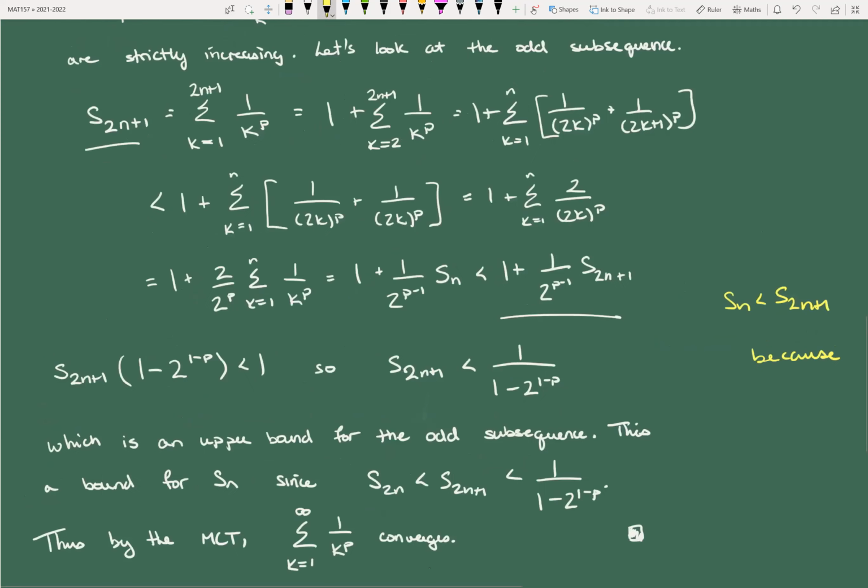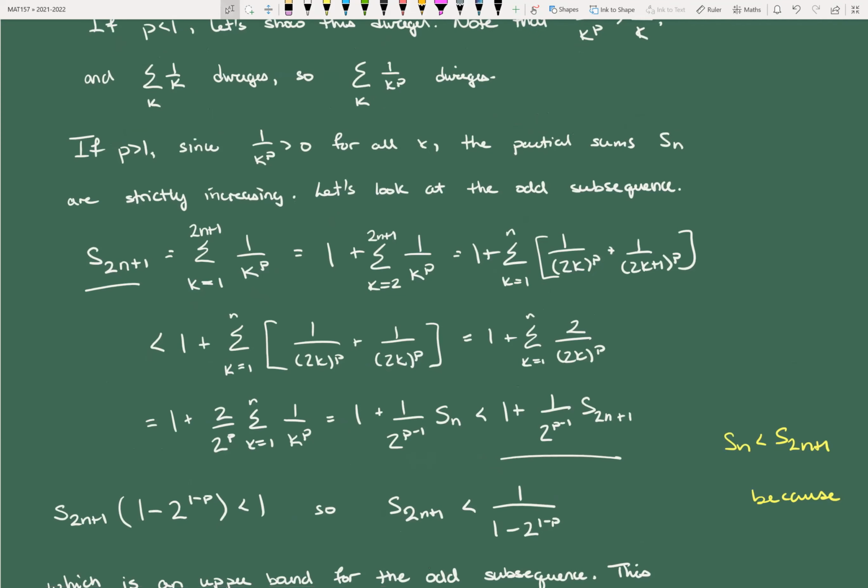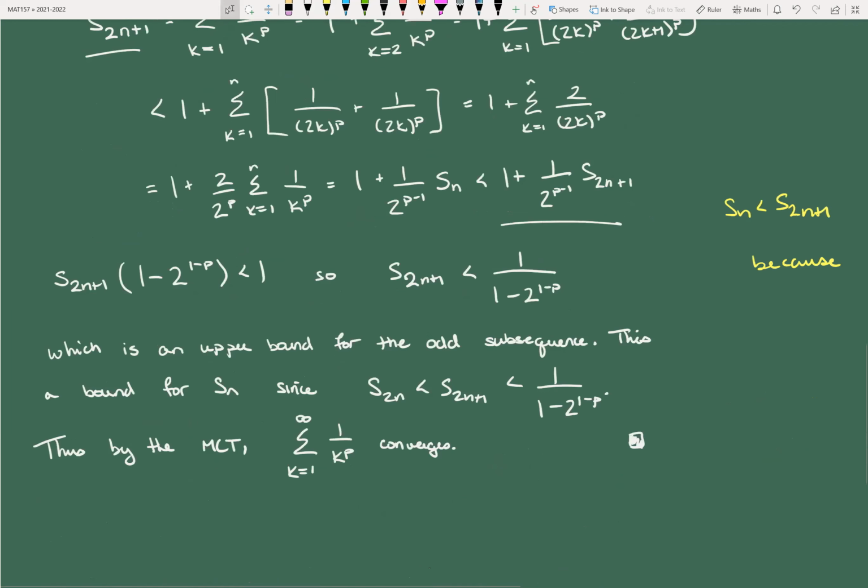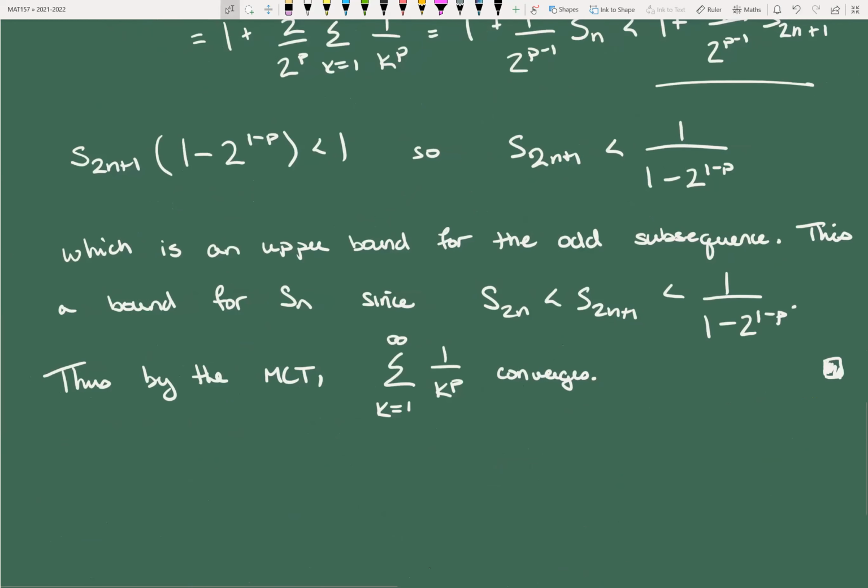I guess I did need basic comparison, right, to do the p less than 1. I was like, can I do this before basic comparison test? And the answer is no, unless I want a different proof for p less than 1. But okay, great. So there we go.